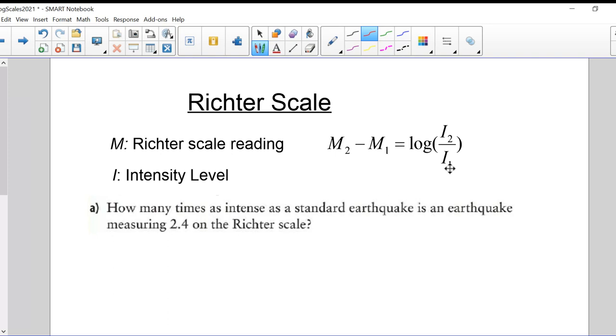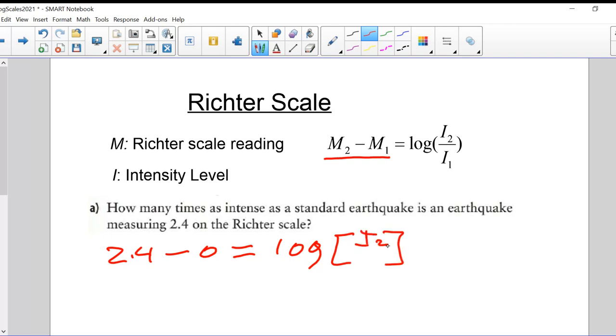So here's how I'm going to set this up for you. I'm using the M2 minus M1 method that we talked about before. The actual measurement on the Richter scale is 2.4. So 2.4 minus 0 is equal to the log, right? And we're asking how many times as intense, so my I2 over my I1 is what we're trying to compare here. What we're trying to figure out is this I2 over this I1. That's the thing that we're trying to find.